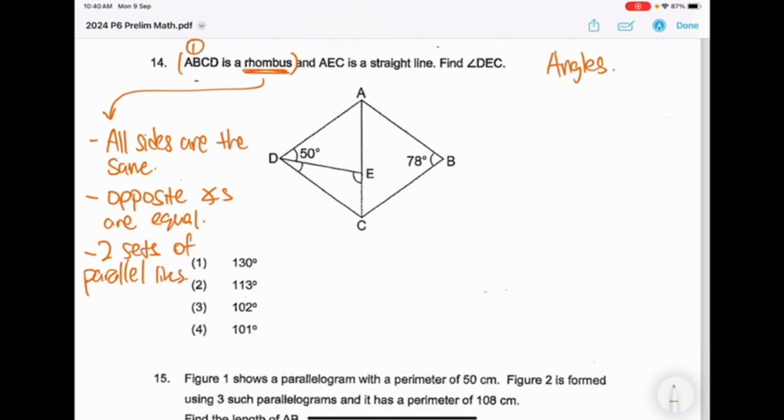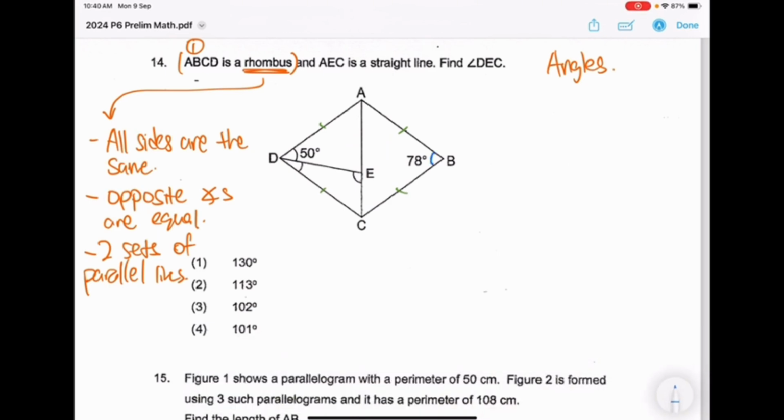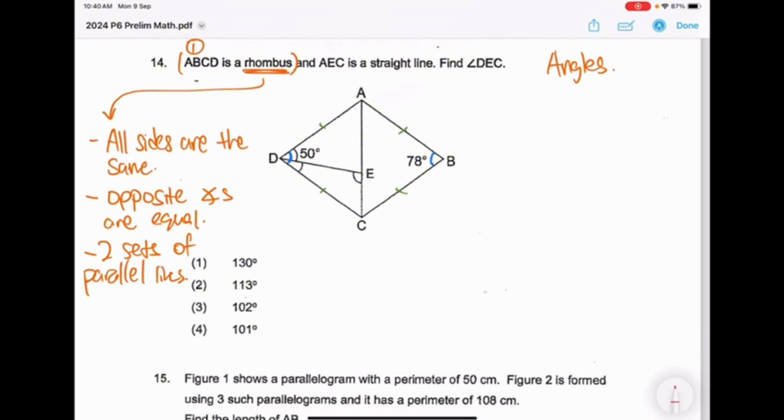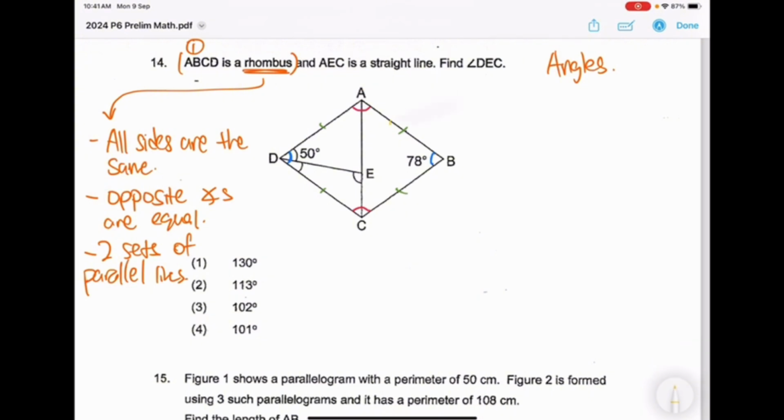So what I want to do is to label that on the figure itself, knowing that these angles, ABC and ADC, are the same. Also, DAB over here and DCB are the same. And lastly, to note that line AB and line DC are parallel, and line DA and line CB are parallel. Alright, let's move on to the next sentence.